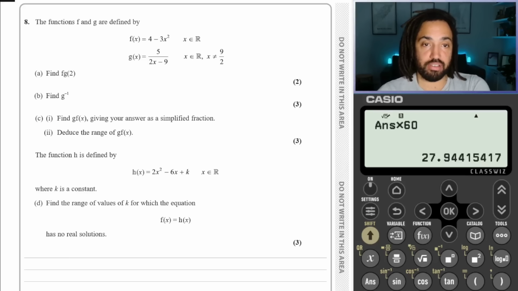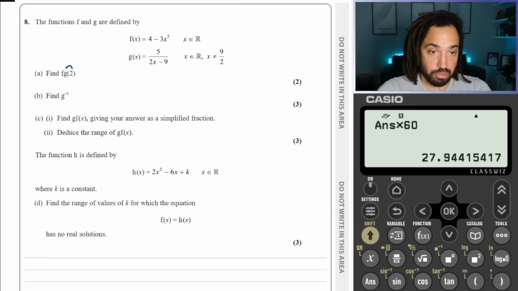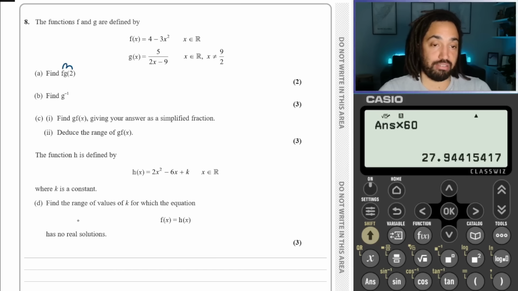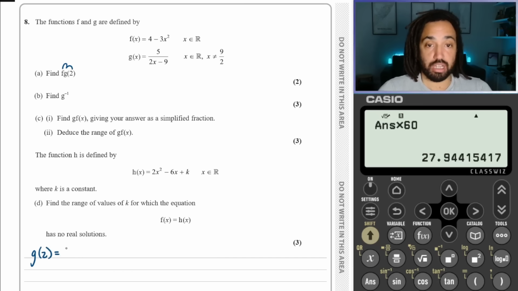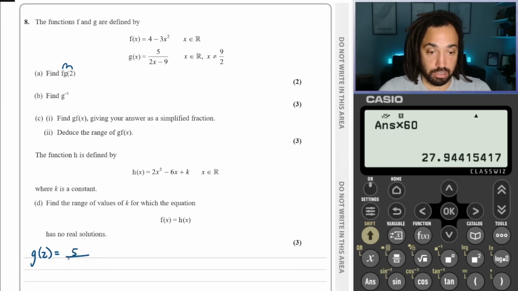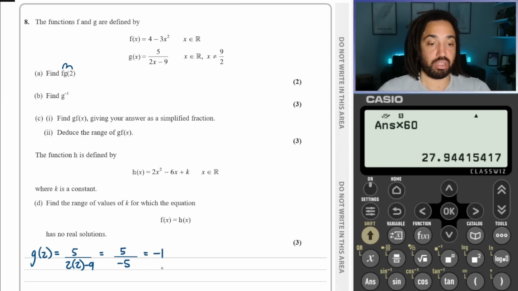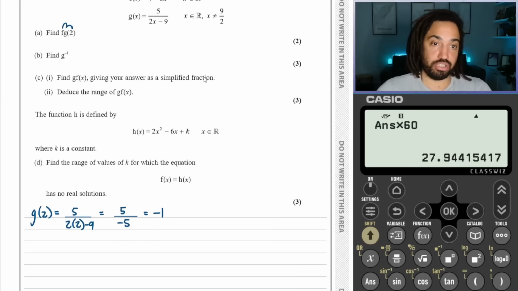Question 8, we've got the functions f and g are defined as follows. Find f of g of 2. So a composite function means you put 2 into g and then you put that value into f. So we're going to start off by putting 2 into g, which is going to give us 5 over 2 lots of 2 minus 9, which is the same as 5 over 4 minus 9, which is 5 over minus 5, so that's just going to give us minus 1. Okay, so now we put that value into f.